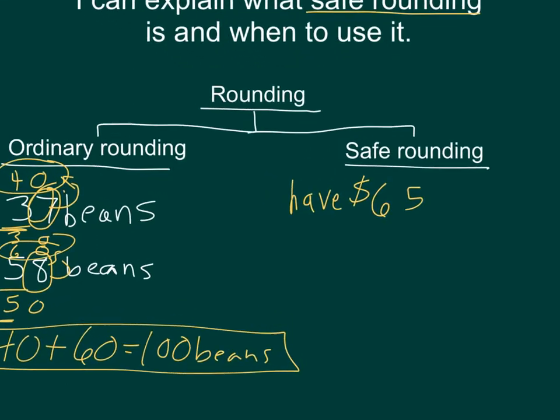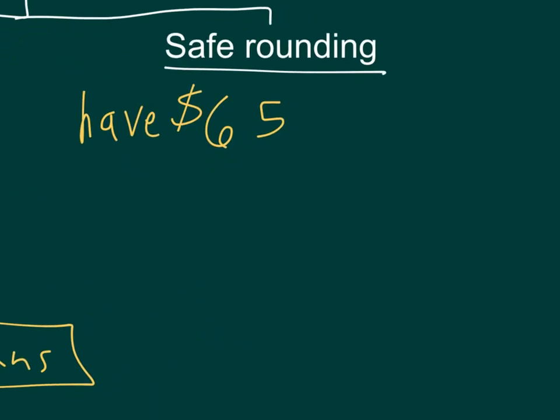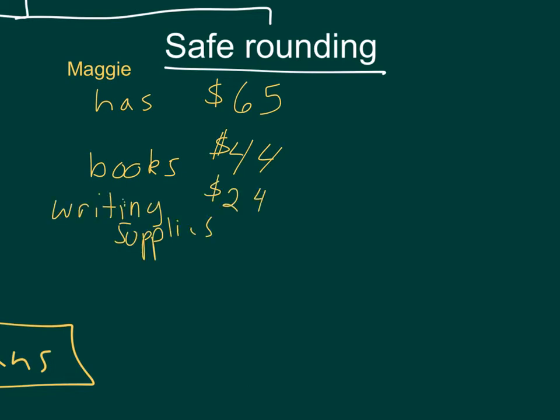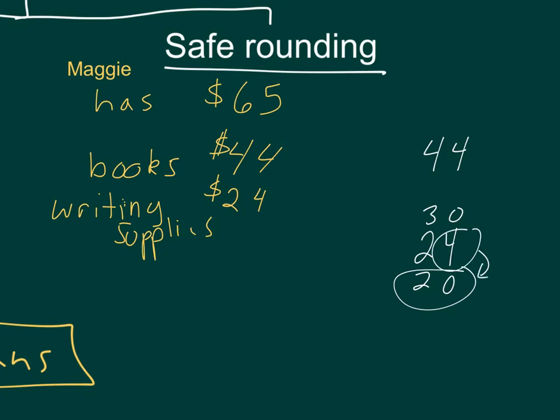Let's pretend for a minute that we are dealing with money. And we'll say a person has $65. Let's call this person Maggie so that we have a name to put with it. So Maggie has $65. Maggie really wants to buy a collection of books for $44. And she also wants to buy some writing supplies because she loves writing. And the writing supplies cost $24. Now, if I were to do regular rounding or ordinary rounding, both of these numbers would round down. So 24 would be closer to 20 because the 4 tells me to round down. And likewise here, 44 would be closer to 40 than it is to 50, so I would round down.